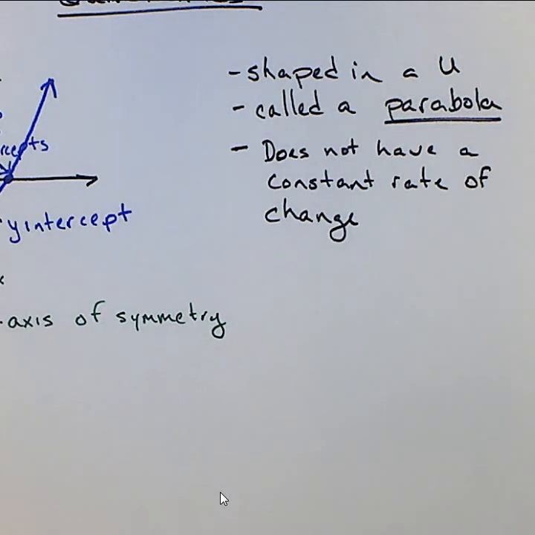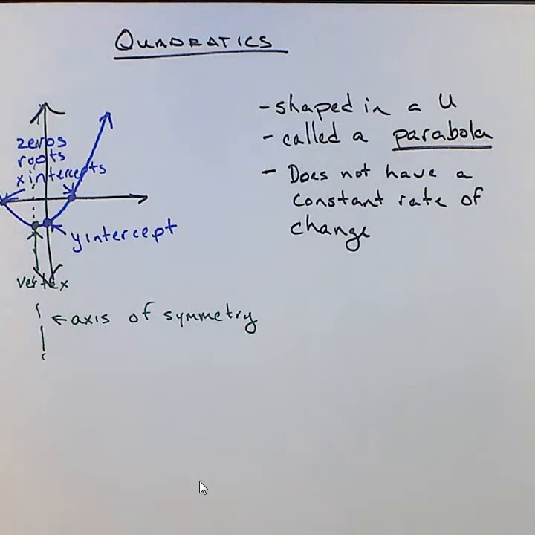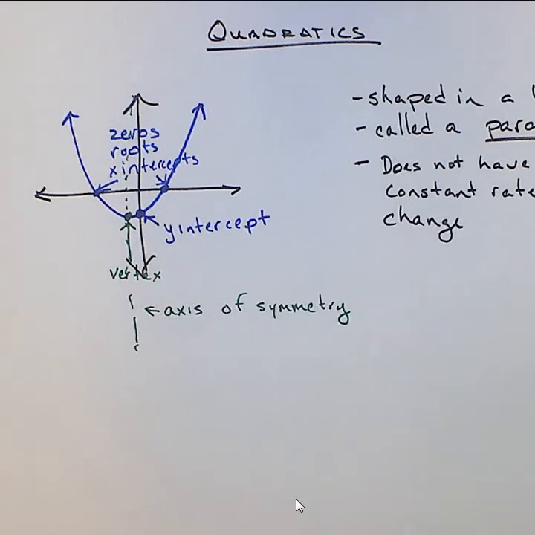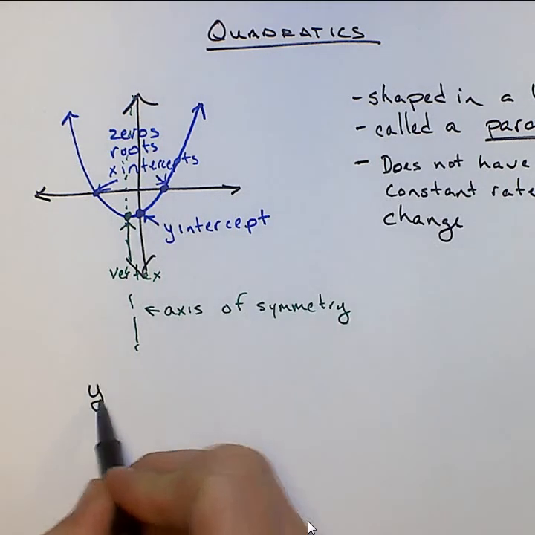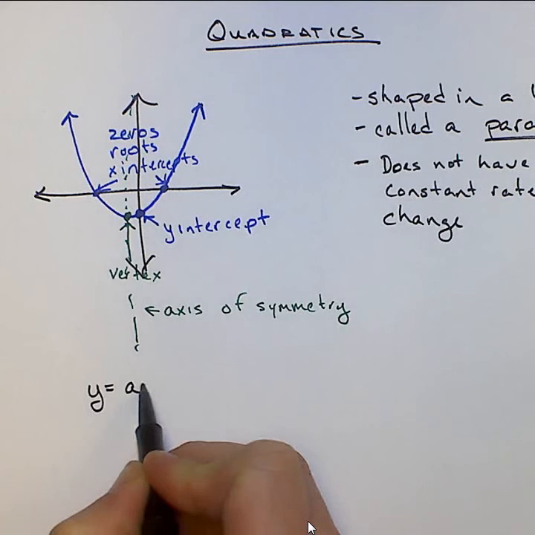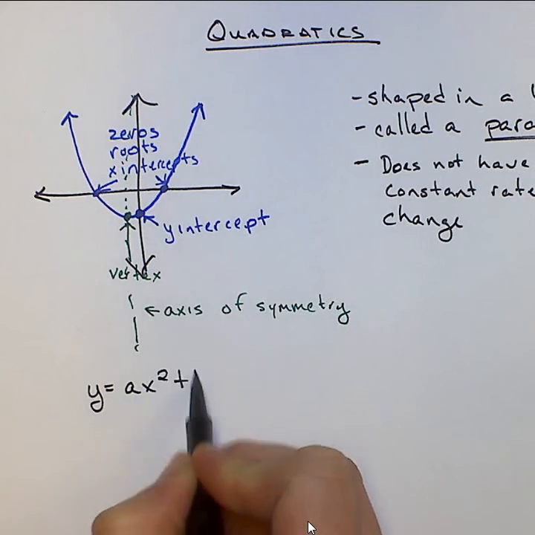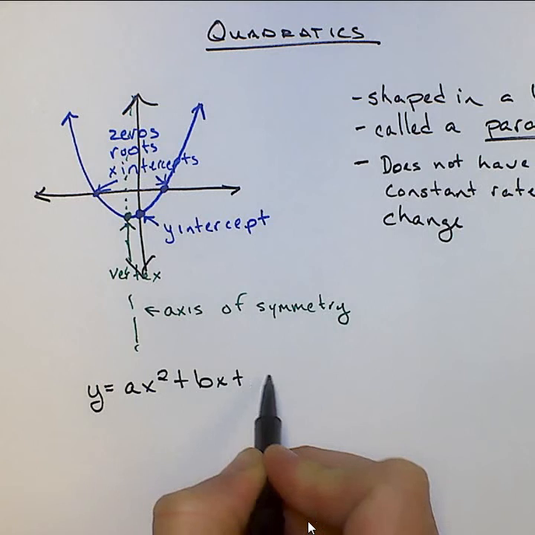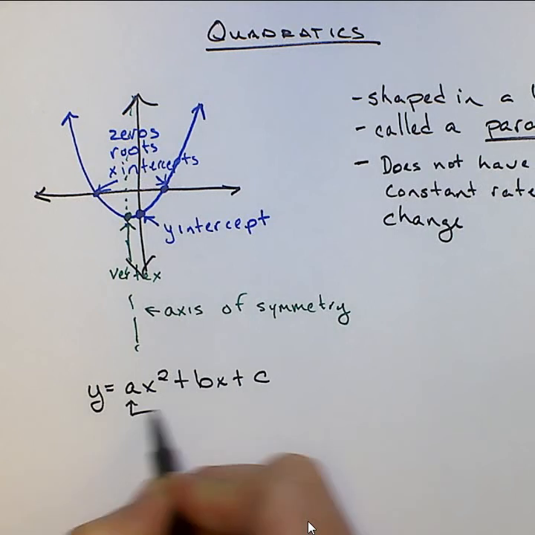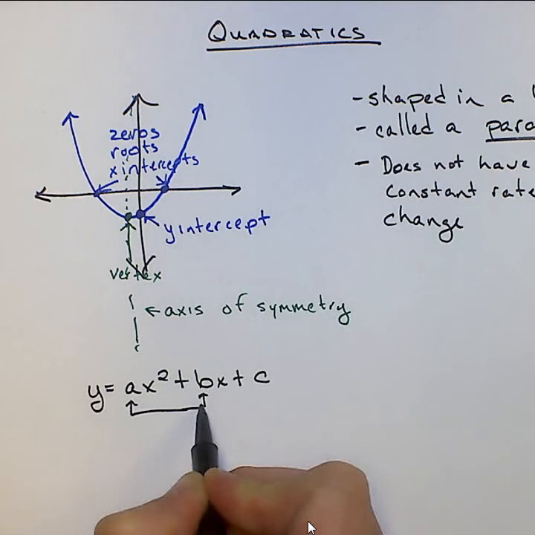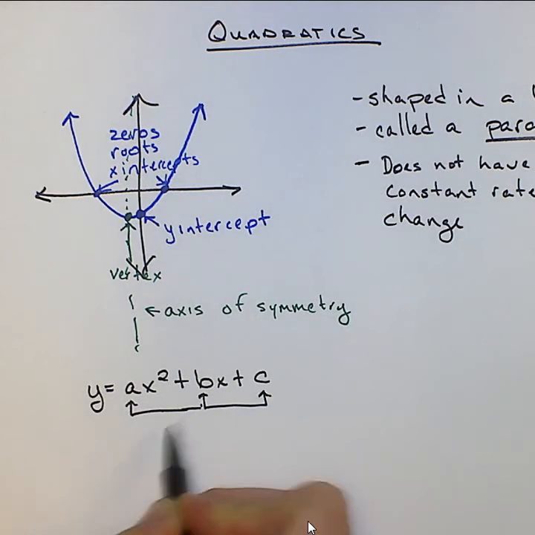What was the form that we are most familiar with linears when I'm writing an equation? What was the equation for linears? Y equals what? Y equals mx plus b. Quadratics is a little bit different. We can say that y is equal to ax squared plus bx plus c, where a, b, and c are numbers. Okay?